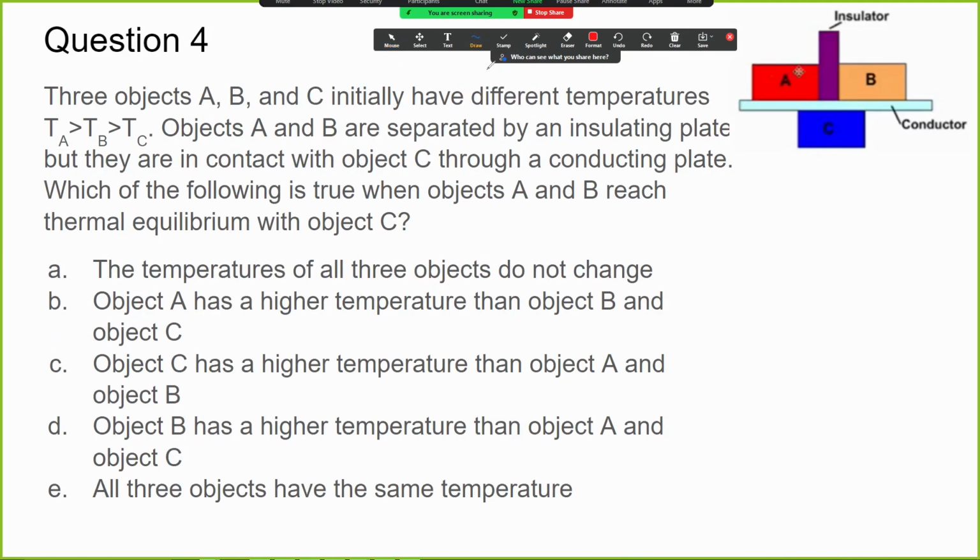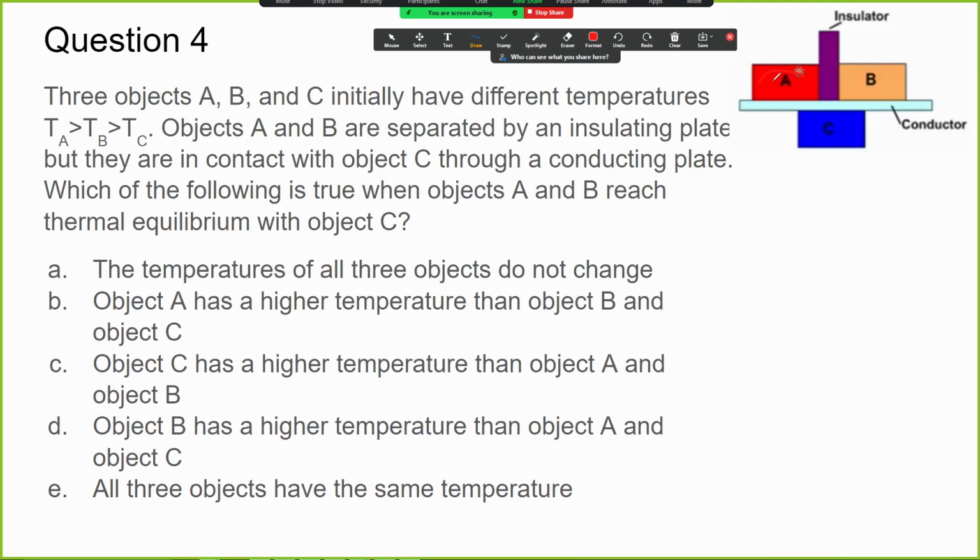Question 4. Three objects, A, B, and C, initially have different temperatures such that T_A is bigger than T_B is bigger than T_C. Objects A and B are separated by some insulating plate, but they are in contact with object C through a conducting plate. Which of the following is going to be true when objects A and B reach thermal equilibrium with object C?